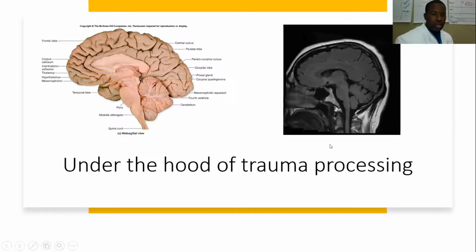So on the left of your screen, you actually have what we call a gross section of your brain. On the right, this is an image of an MRI of the brain. So front, eyes, nose, and back of the head. Your hypothalamus is going to sit right in here. This is the nerve center that is going to be the gatekeeper for your stress response.